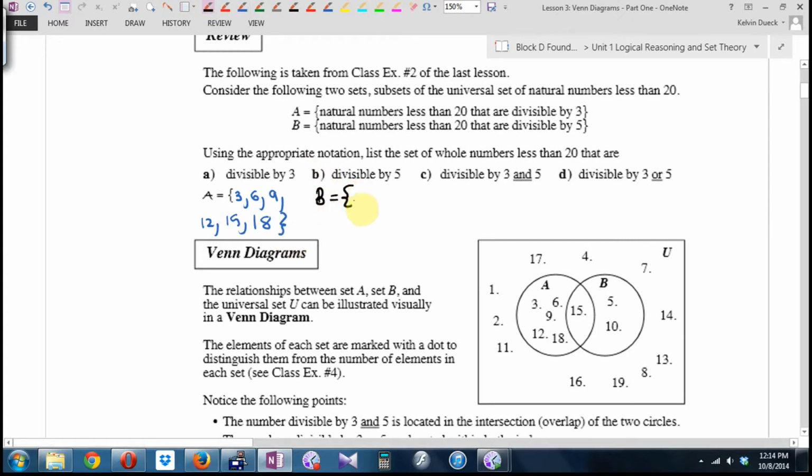What about the ones that are divisible by 5? 5, 10, 15. They're set B. What about divisible by 3 and 5? Okay, so the set would look like this. How would I write that in actual notation? I can put a symbol in the middle.